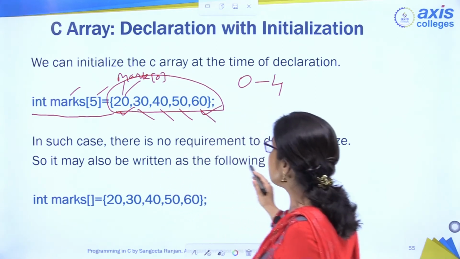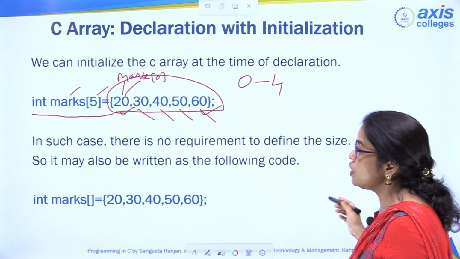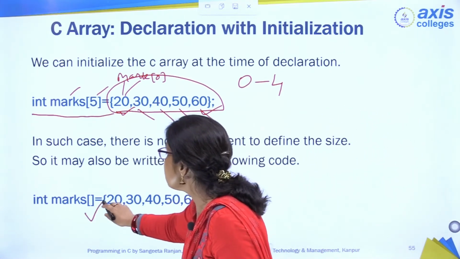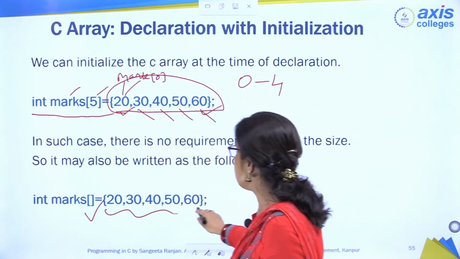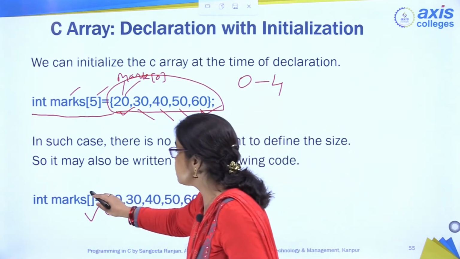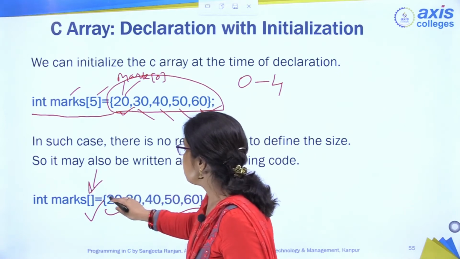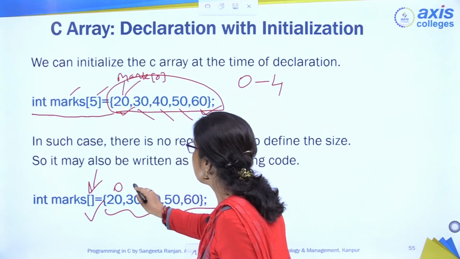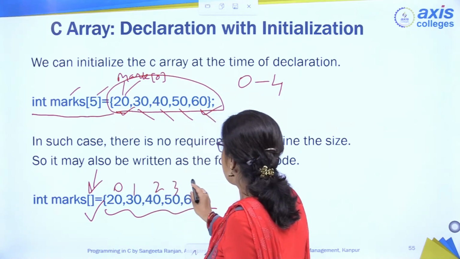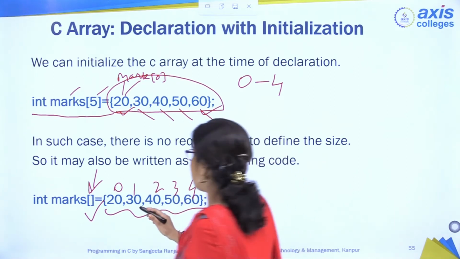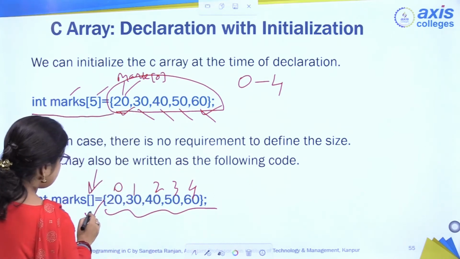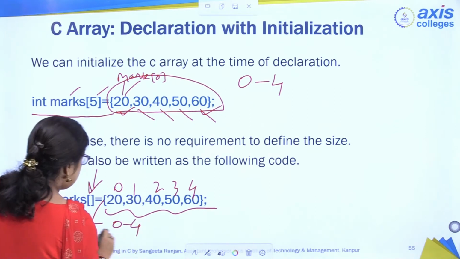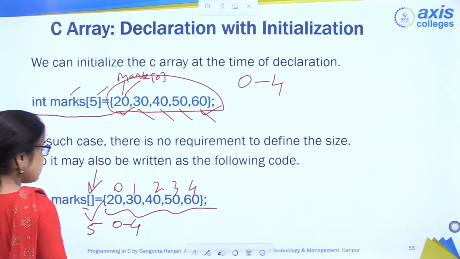In such a case, there is no requirement to define the size, so it may also be written as the following code. There is no need to write the size here. We can initialize in this way so that it will take the size automatically on the basis of this initialization. It is 0, 1, 2, 3 and 4. So the size of the array must be 5. 0 to 4, that is 5.